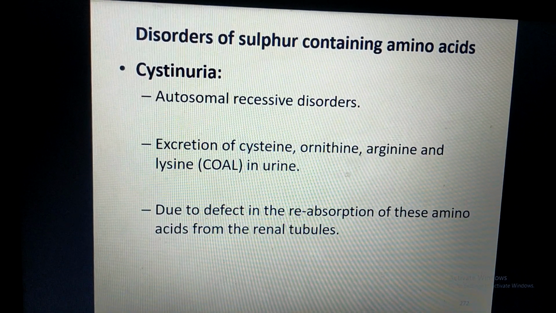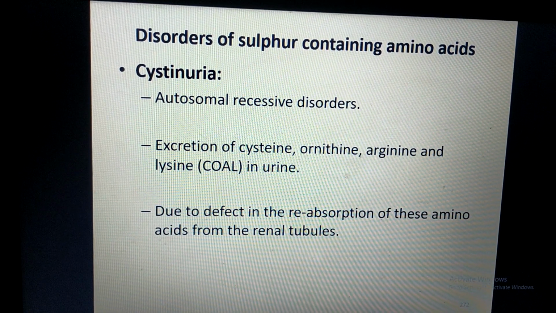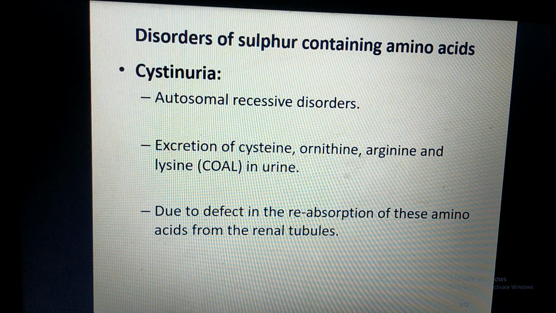Cystinuria, as the name suggests, excretion of cysteine in urine is called cystinuria. It is an autosomal recessive disorder. In this disorder, not only cysteine but 3 more amino acids like ornithine, arginine, and lysine are excreted into the urine, but the name is cystinuria.